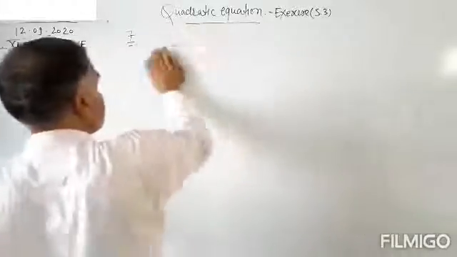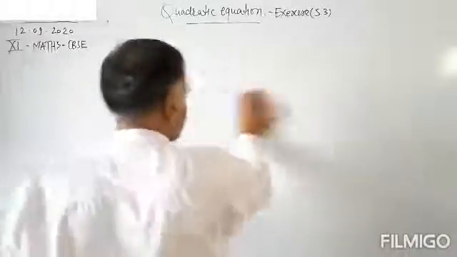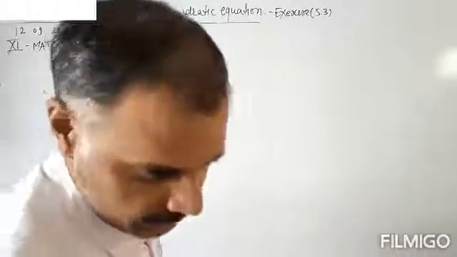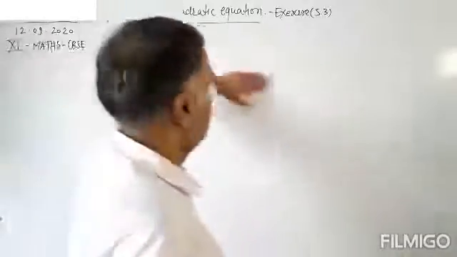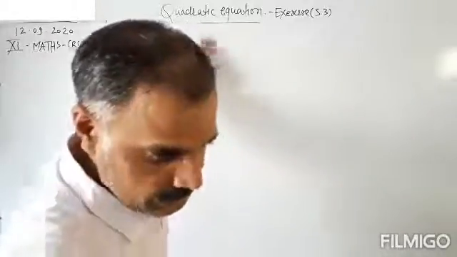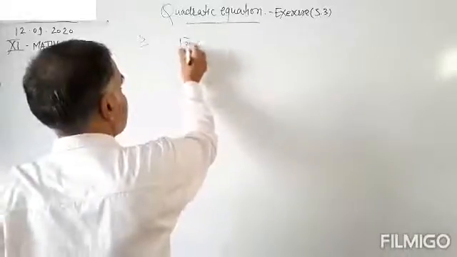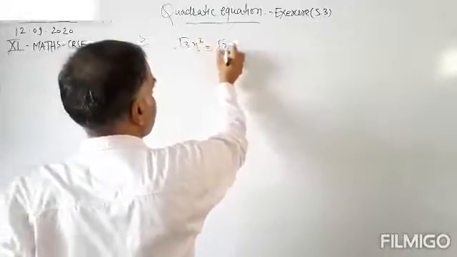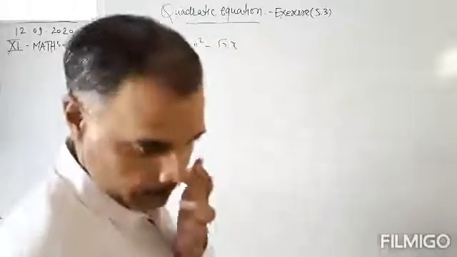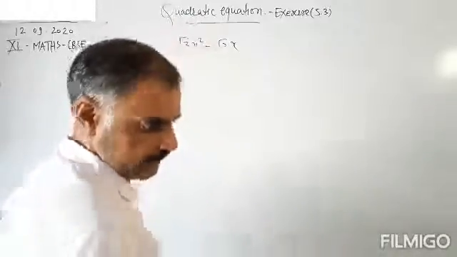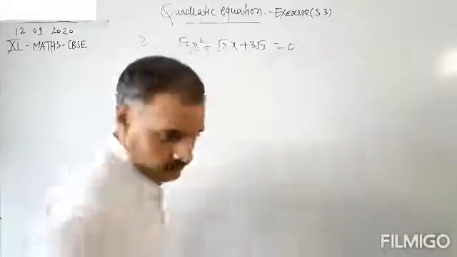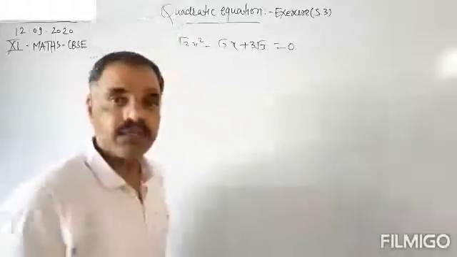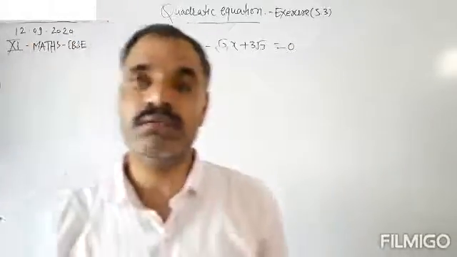Or you can take question number 8 also. It is also important. Question number 8: √3x² − √2x + 3√3 = 0. Okay, this is question number 8.